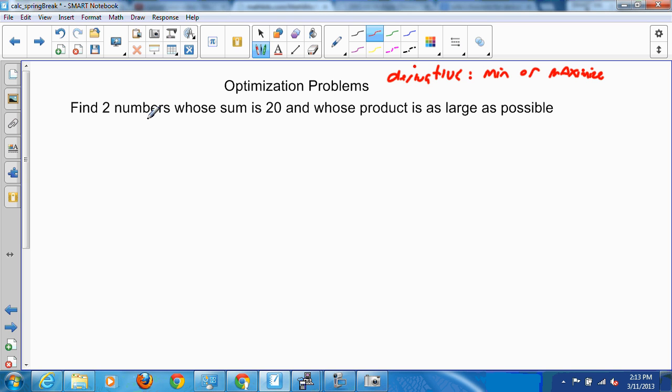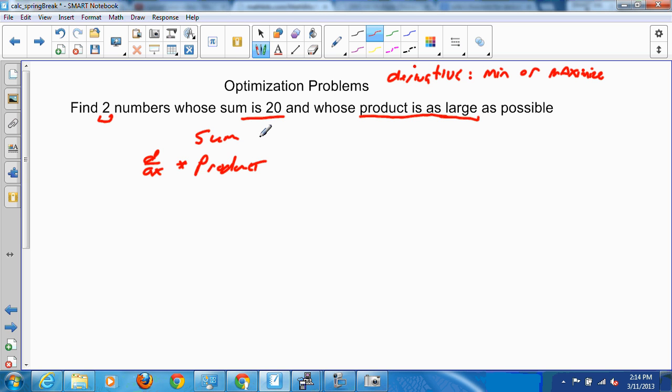So here we're given a simple problem. Find two numbers whose sum is 20 and whose product is as large as possible. The two things we're talking about here are the sum and the product, and the problem usually tells you which one you're trying to maximize. Since it says you want the product as large as possible, this is the one that we're going to actually take the derivative of.